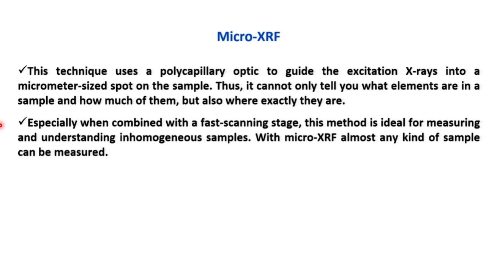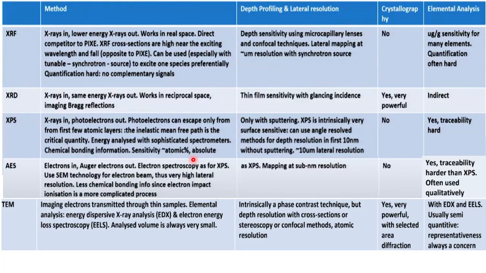Thus it can tell you not only what elements are in the sample and how much of them, but also, and that is the beauty, exactly where the elements are located. You can study that as well. Especially when combined with fast scanning sets, this method is ideal for measuring and understanding inhomogeneous samples with micro X-ray, and almost any kind of sample can be measured. So that is the advantage of micro X-ray. You will get the quality, quantity, as well as the distribution of the elements in a sample.